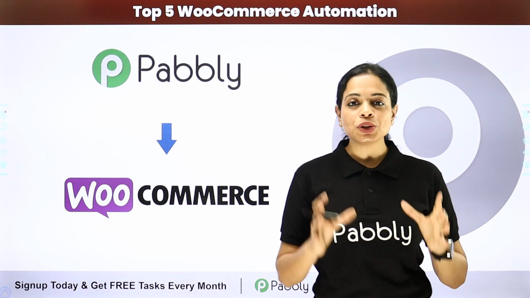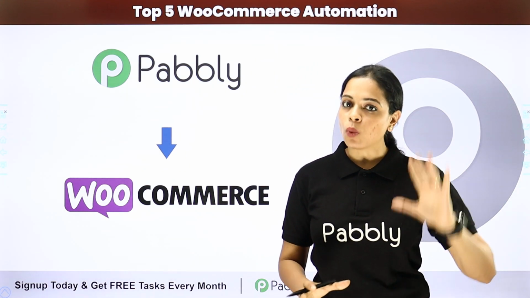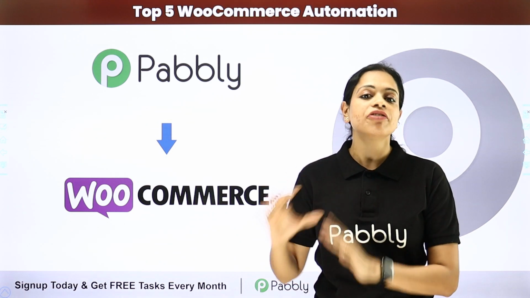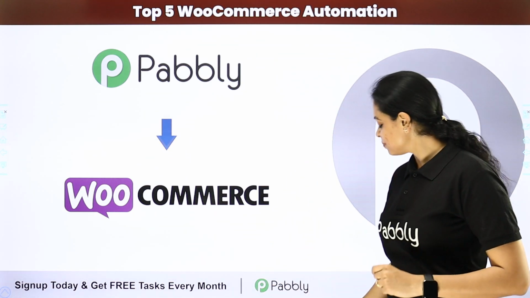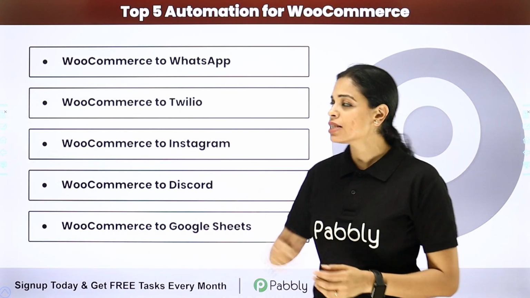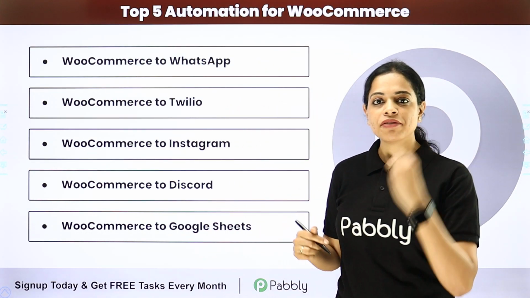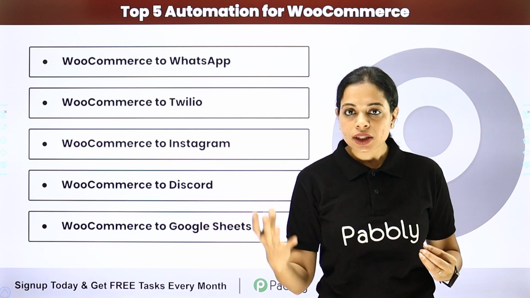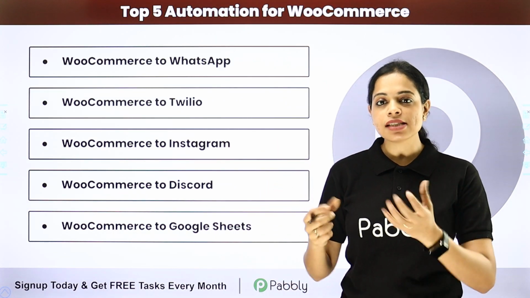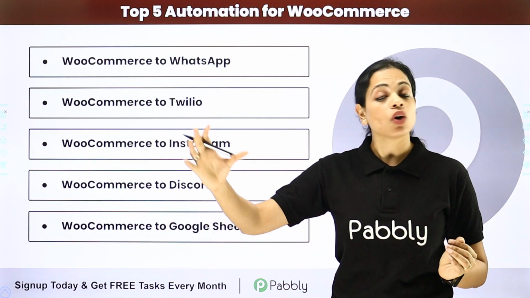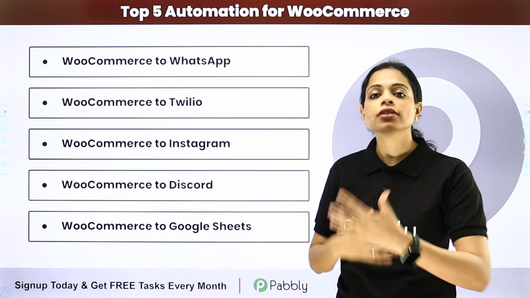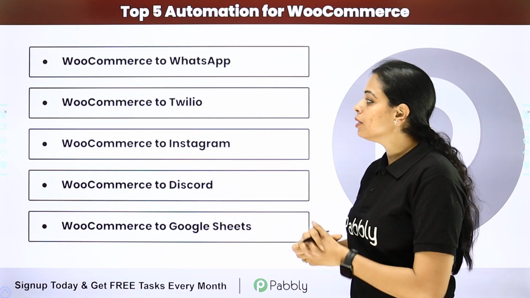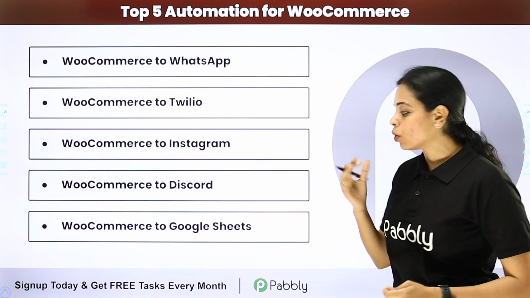Now in this video, I'm going to show you 5 examples where you can integrate WooCommerce with different applications with the help of Pabbly Connect. So let's start. The first one we have here is WooCommerce and WhatsApp. So every time a person has bought something, you have the details and you send a confirmation message of order placed on WhatsApp, and then you can further deal and follow up. Similarly on Twilio, Instagram, Discord and Google Sheets.